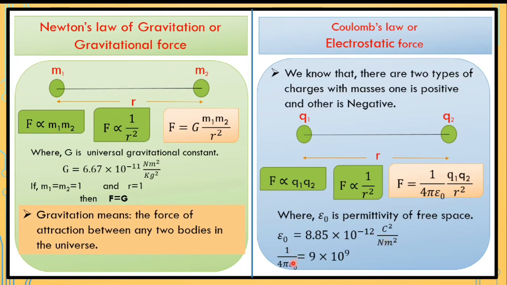Suppose we put this value of epsilon 0, the permittivity of free space, in 1 upon 4 multiplied by pi into epsilon 0, we will get 9 into 10 to the power 9. So this proportionality constant has the value 9 into 10 to the power 9, and the proportionality constant in gravitational force has the value 6.67 into 10 to the power minus 11. So the proportionality constant here has a very large value as compared to this.